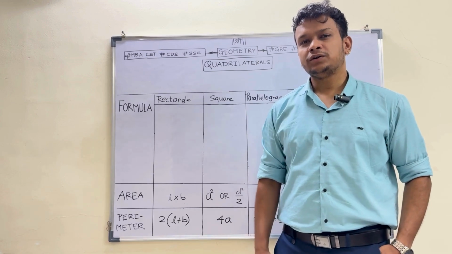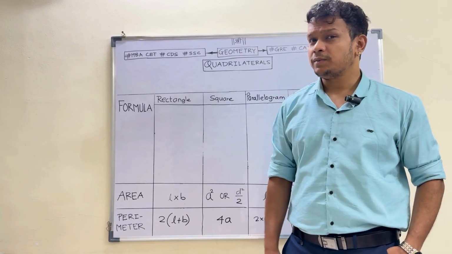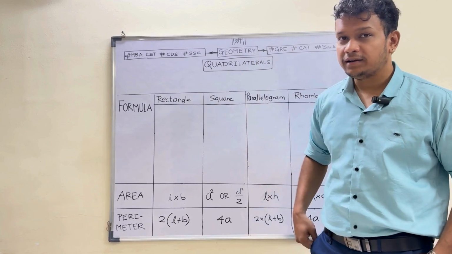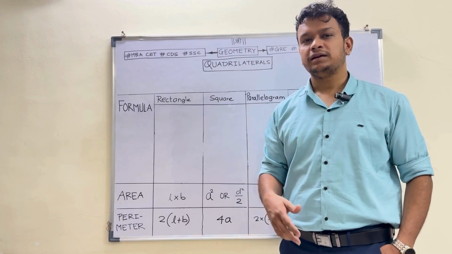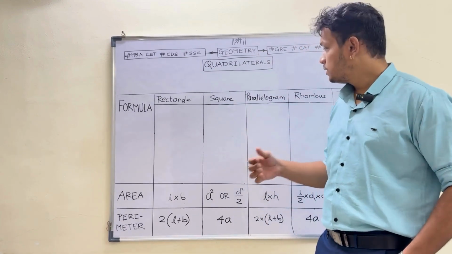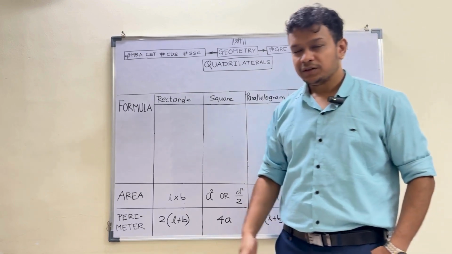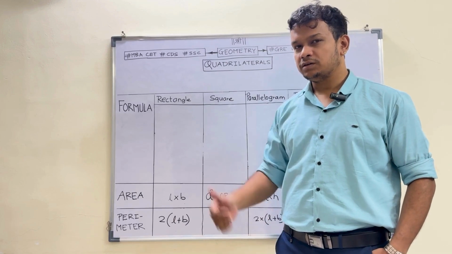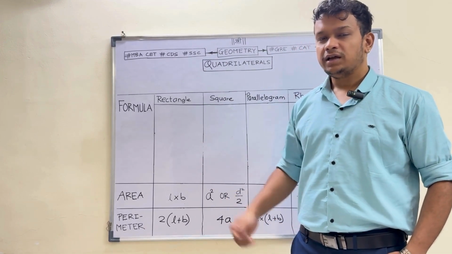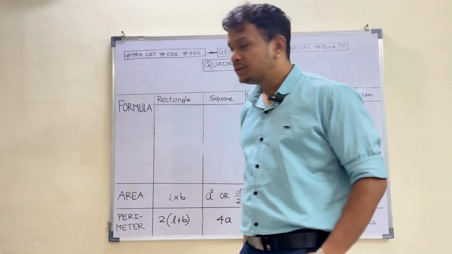So today we are going to talk about the next topic of geometry, which is formulas of quadrilateral. In the previous lecture we have seen different types of quadrilateral, right? Starting from rectangle, then square, parallelogram, rhombus and trapezium. In this lecture we are going to talk about the main formulas of these 5 quadrilaterals, area and perimeter. So let's start with rectangle.